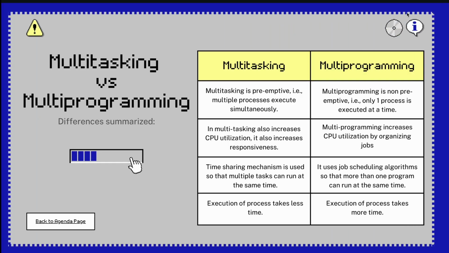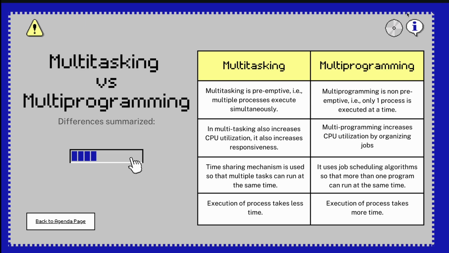So, the differences between the two types of systems. Firstly, multitasking is preemptive while multiprogramming is non preemptive. This means that multitasking can handle the execution of multiple processes simultaneously, while in multiprogramming, only one process is executed at a time. Also, although both multitasking and multiprogramming increase CPU utilization, multitasking does it by increasing responsiveness of the CPU, while multiprogramming does it by organizing jobs.